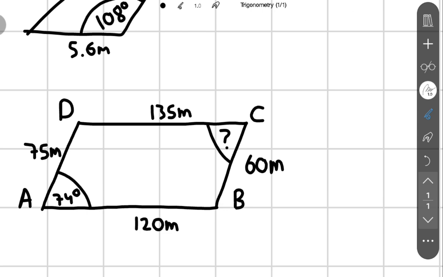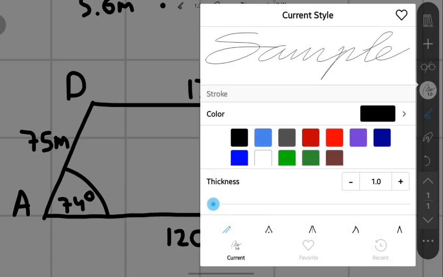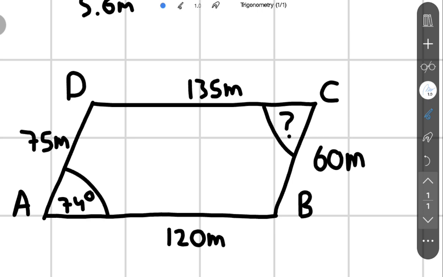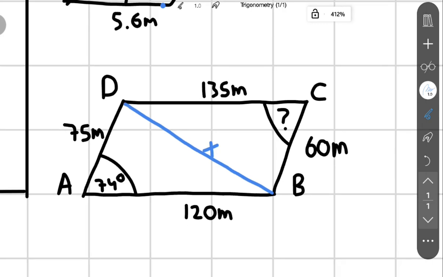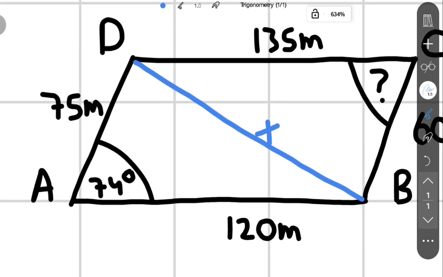We could create two triangles either way. Let me just get a different color. If we connect the diagonal BD, we basically form two triangles, and we're just going to use the cosine rule in both cases. Let's name this x. We could use this triangle to calculate x, and then use the cosine rule in this triangle to calculate the missing angle.